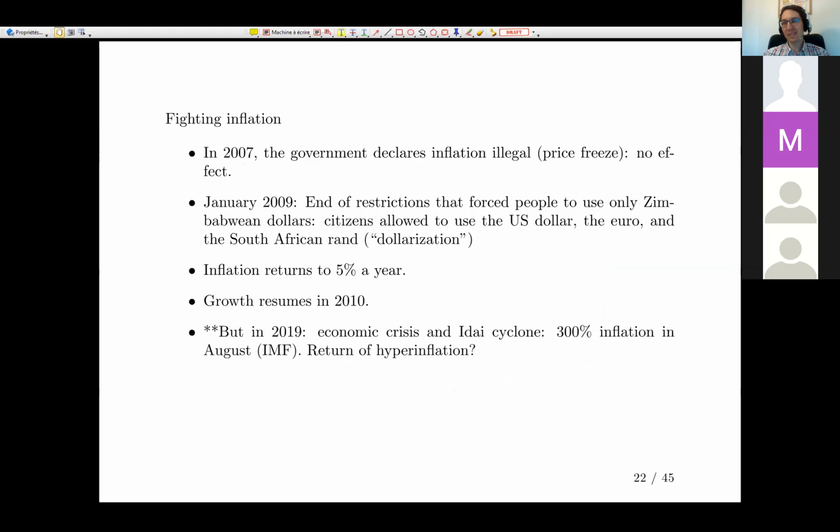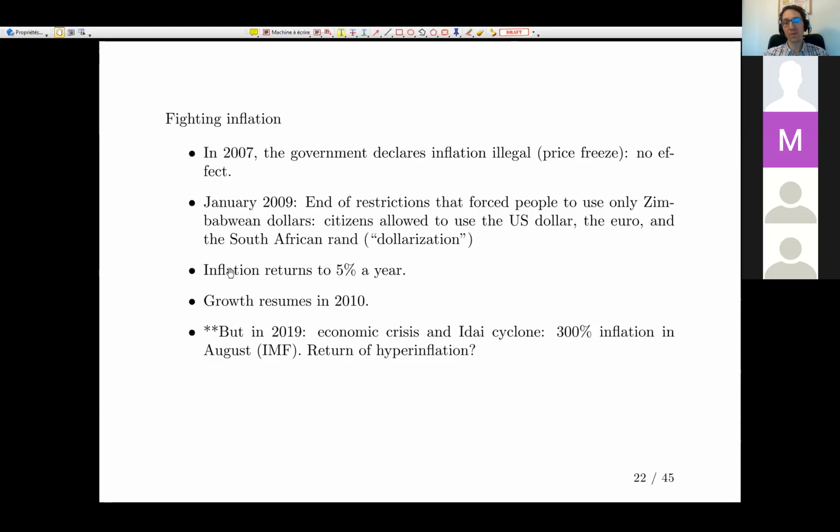So again, the same story as before. The government says, oh, now it's illegal to have inflation. Let's just outlaw it. So you freeze prices, no effect. And then they realized that people in Zimbabwe were starting to use other currencies like the US dollar and the euro, and they were restricting that. But then they said, okay, we have to stop doing that. People are just going to do it anyway. So they ended the restriction on using foreign currencies.